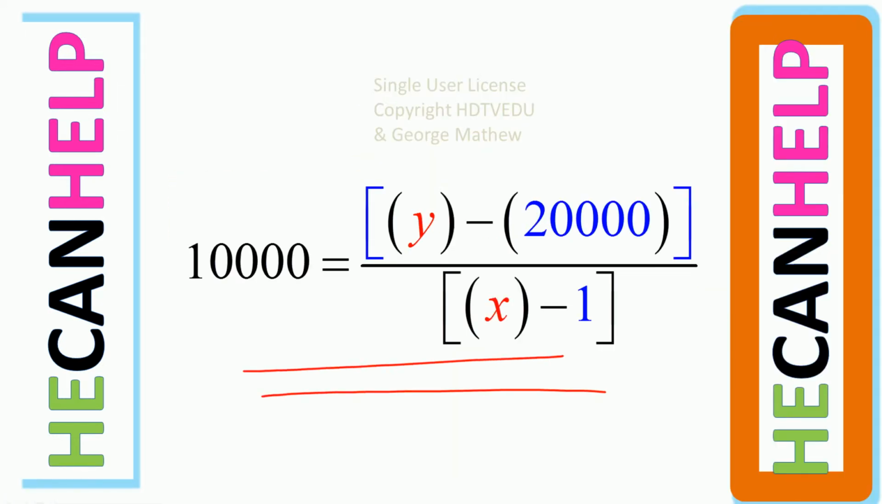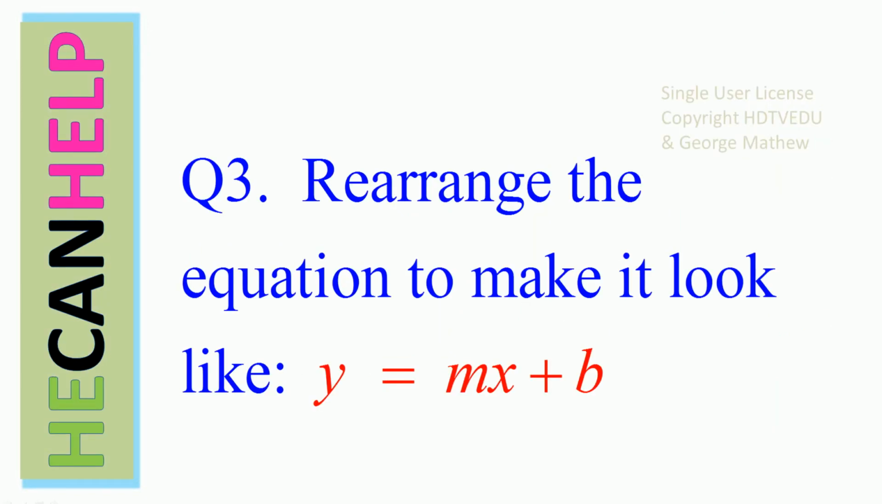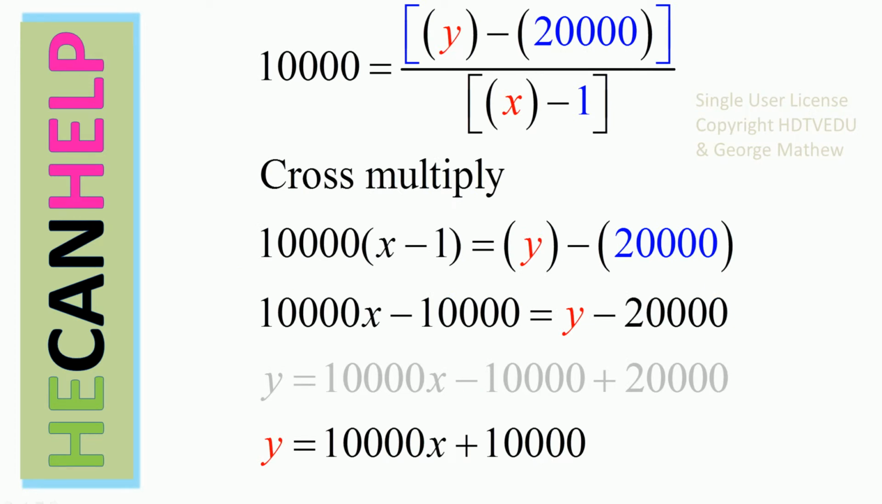Slope is equal to y2. Instead of y2, just y. Y minus y1. Y1 is what? $20,000. Divided by x2. Instead of x2, just x minus 1. Rearrange the equation to make it look like y is equal to mx plus b. So 10,000 equals y minus 20,000 divided by x minus 1. So what we do is cross multiply. And when we cross multiply, what do we get?